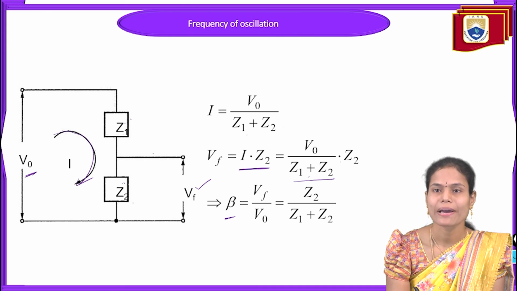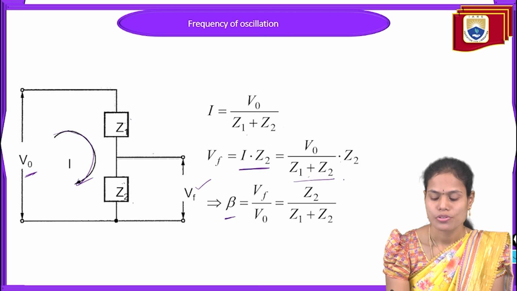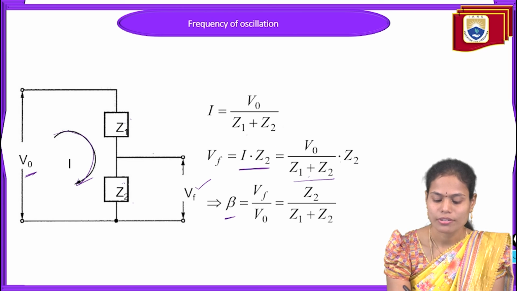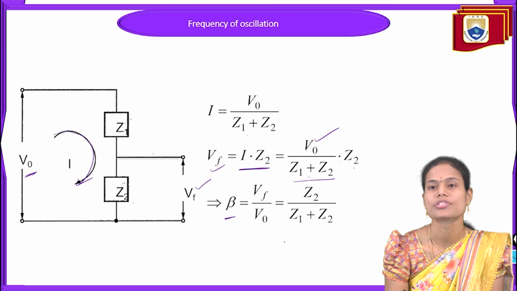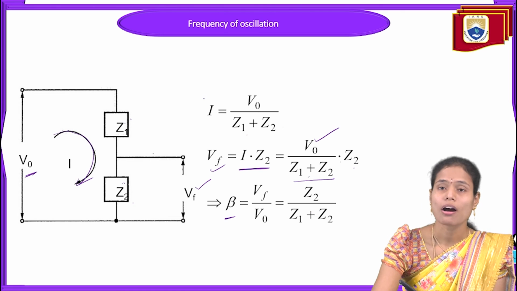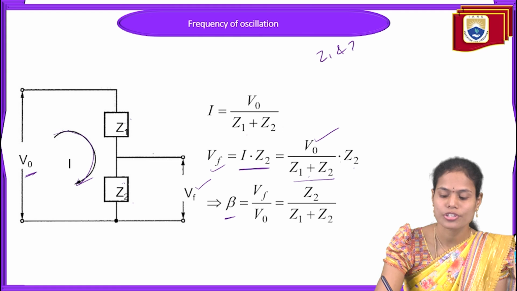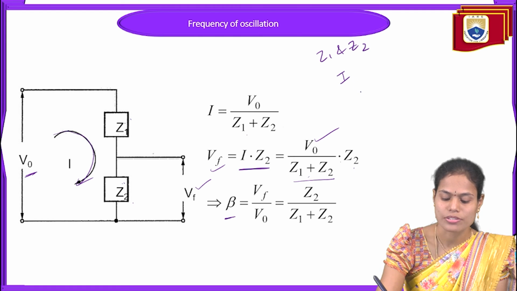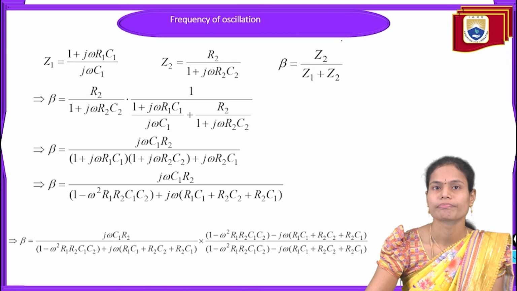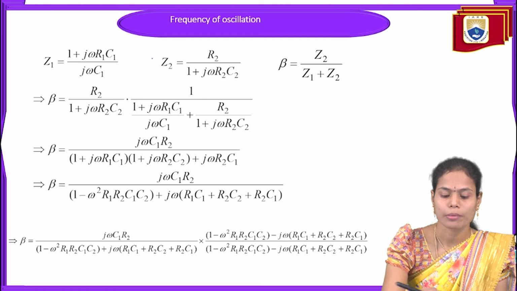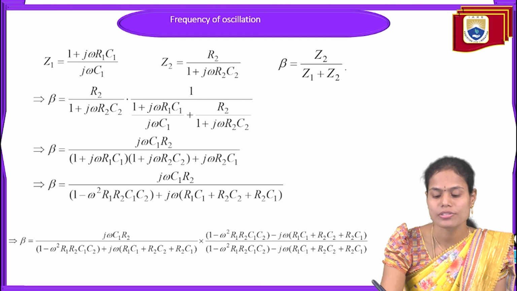So beta is the feedback ratio we are getting from the feedback network, that is feedback voltage by output voltage. So from this we can get feedback voltage by output voltage. The value is Z2 by Z1 plus Z2. So we got all impedances Z1 and Z2, and the current as well as feedback voltage as well as feedback ratio. So I am taking all those parameters here, Z1, Z2 as well as beta.